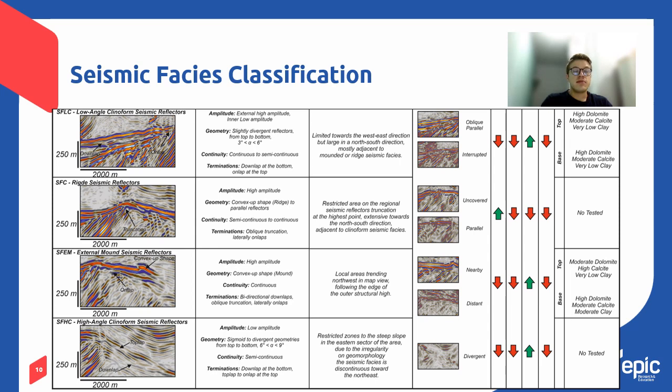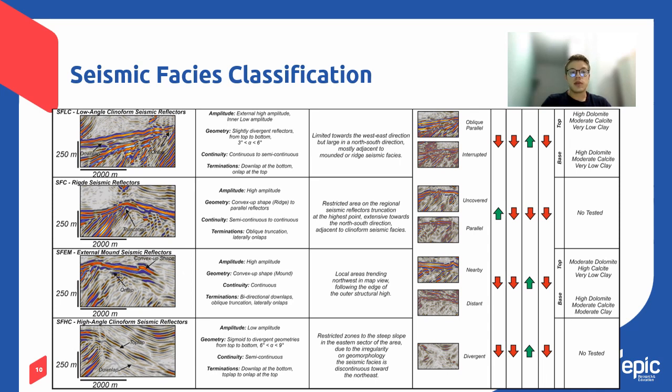The ridge seismic phases are related to thin convex-up to thick parallel geometries over the truncation of the structural height, at the top of the structural height. There are some variations too, for example, in this case, the uncovered and the parallel. This is the description of these seismic phases, and most of the occurrences are in the structural highs.